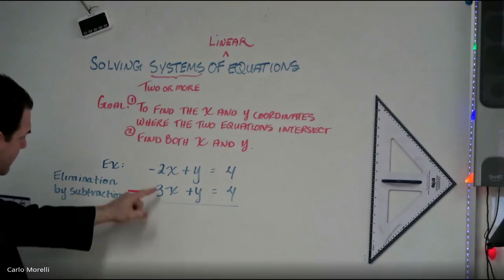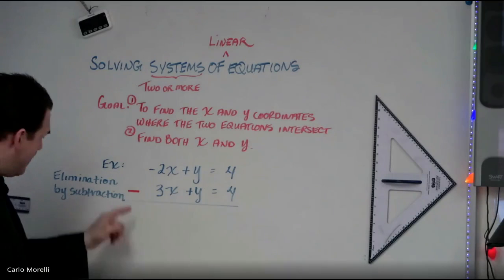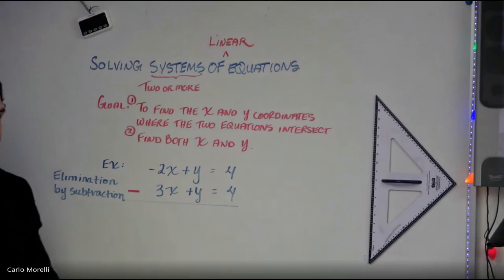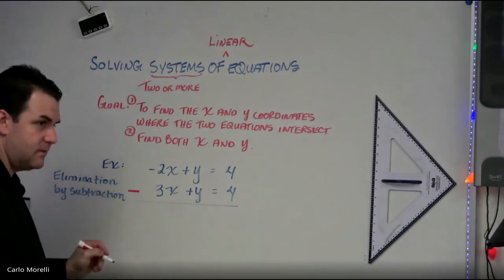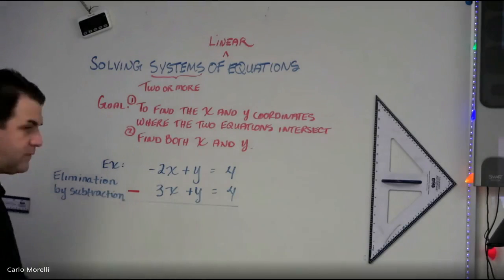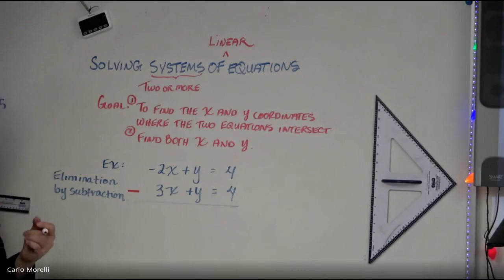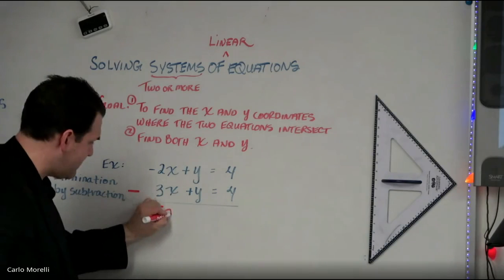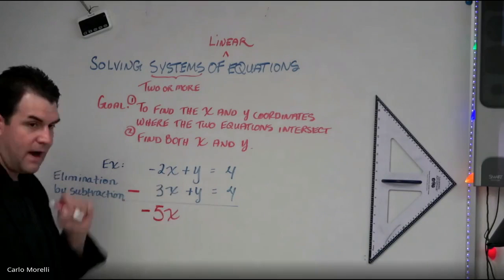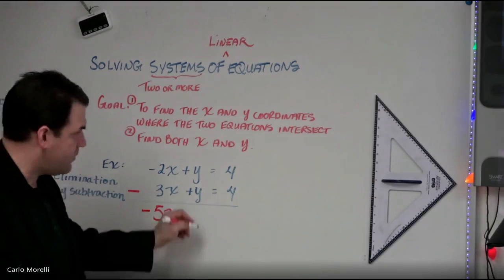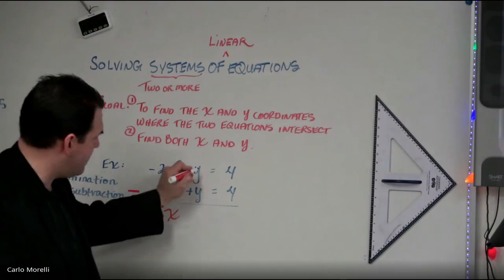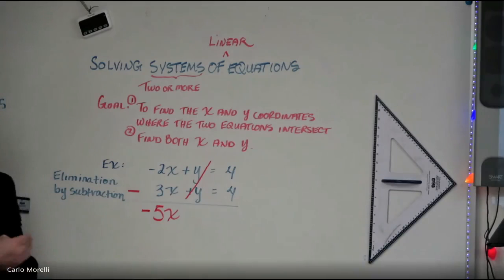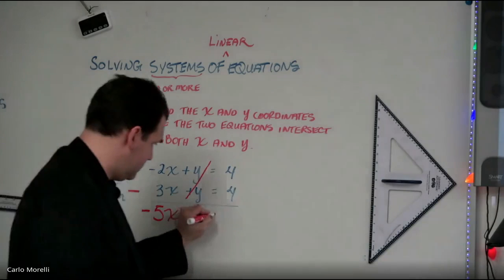Ready? What is negative 2x minus 3x? Negative 5x, right? Because you start with negative 2x, then you take 3x away from it, you're getting more negative. So that would be negative 5x. Now, what is y minus y? Zero. We could put plus zero here, but the way you usually do it is that was your whole purpose, to eliminate the letter. What's 4 minus 4?